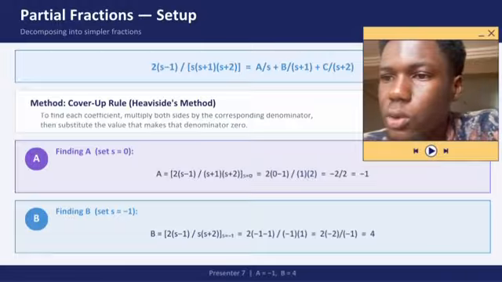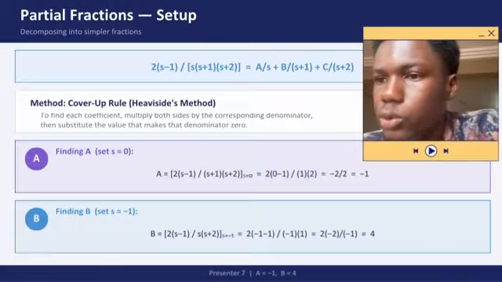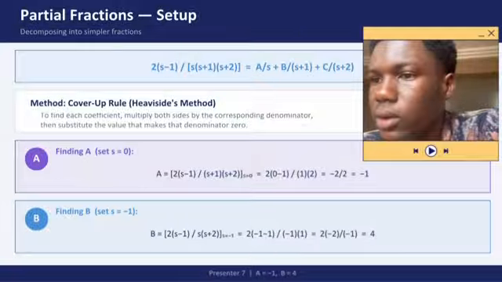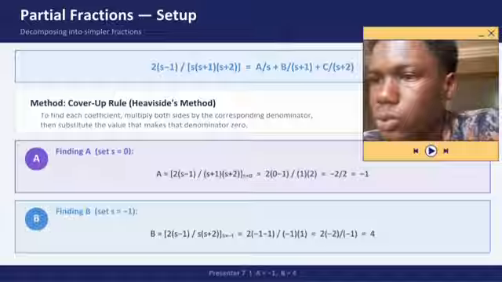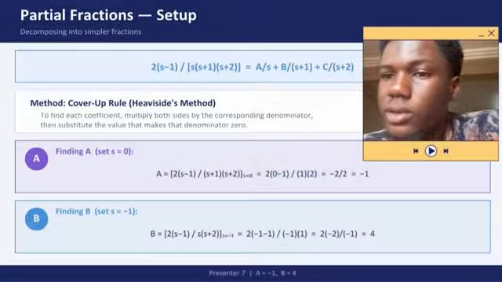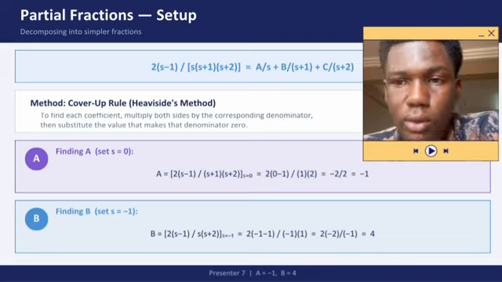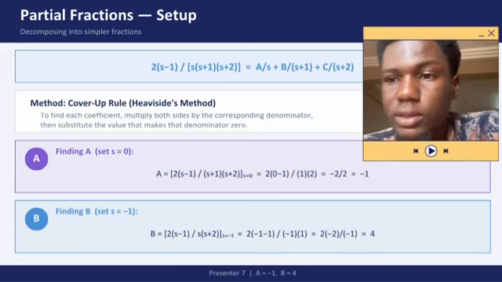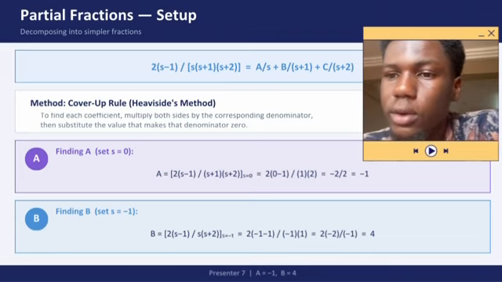So if we set s equal to 0, we are going to have A equal to 2 multiplying s minus 1 divided by s plus 1, then multiplying s plus 2. So you can evaluate with our normal mathematical terms, and you are going to get A to be negative 1. So that's our first coefficient. A is equal to negative 1.